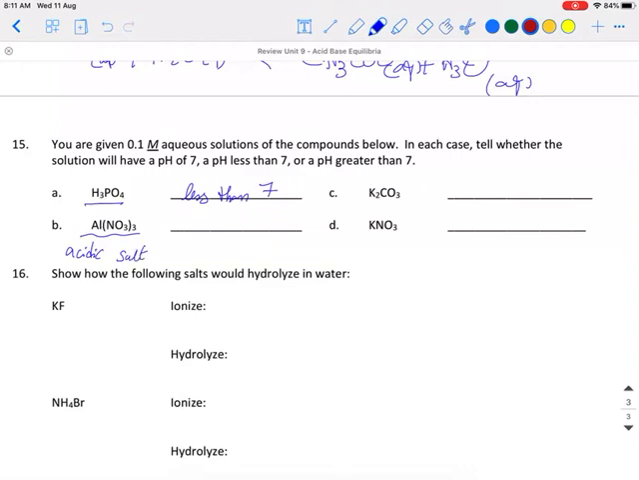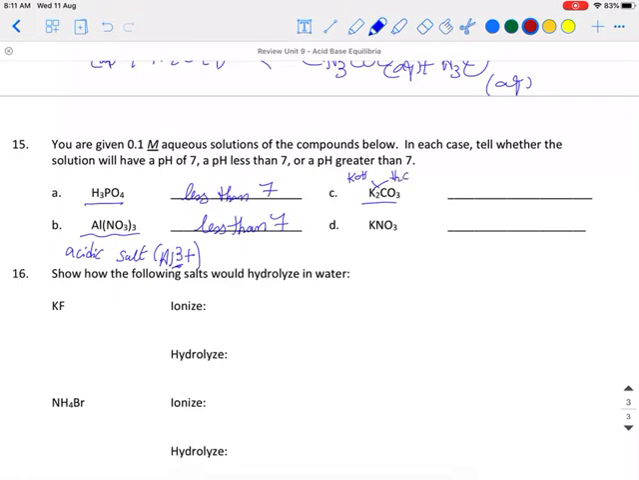This is a salt, which is an acidic salt. How can I tell? I can tell from the presence of a highly charged metal, which is Al3+. Highly charged metals are acidic, they form acidic salts, so the solution has a pH less than 7.